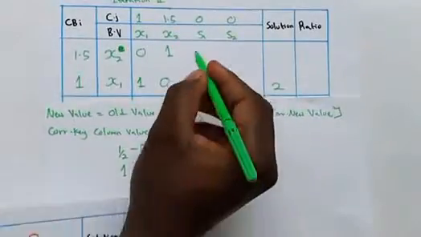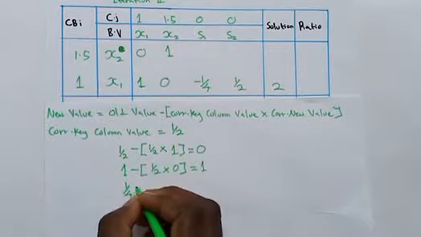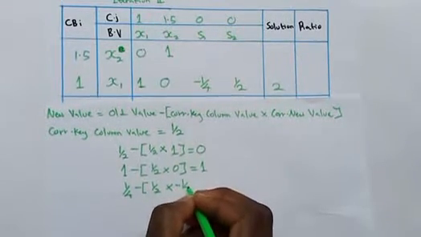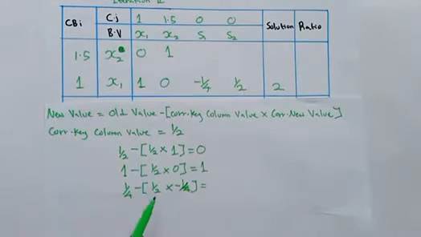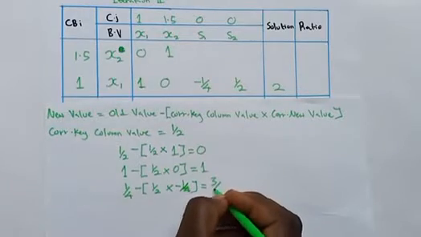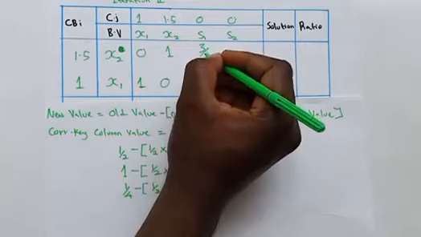For this position, the old value here is 1 over 4. So 1 over 4 minus 1 over 2 multiplied by minus 1 over 4. So 1 over 2 multiplied by minus 1 over 4, and 1 over 4 minus the answer gives us 3 over 8. So at this position, we have 3 over 8.